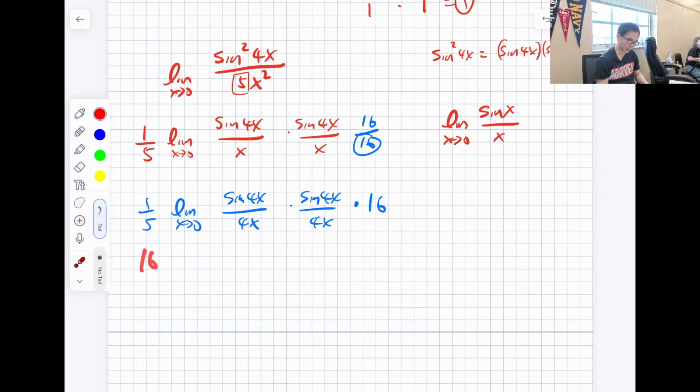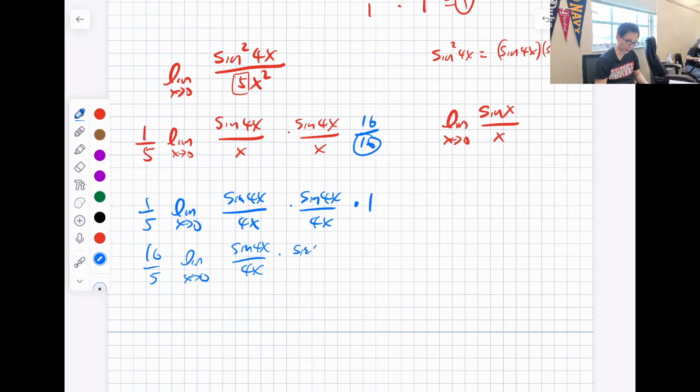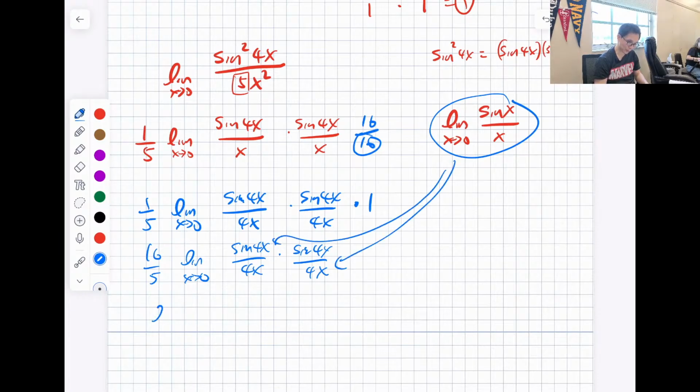So it'd be 16 over 5 limit as x approaches 0 of sine of 4x over 4x times sine of 4x over 4x. We know that this identity is going to tell me that this all equals 1. So it'd be 16 over 5 times 1 times 1, which is equal to 16 over 5.